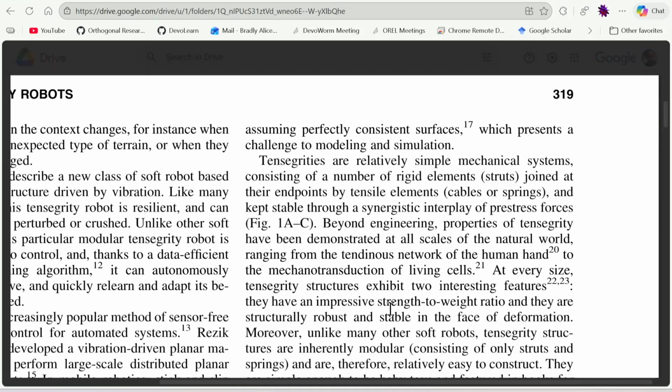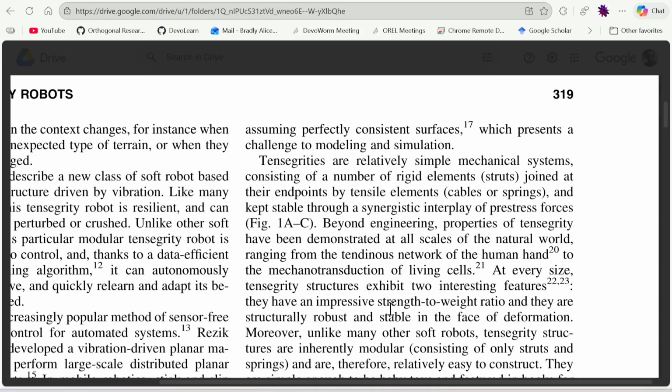So this is where they introduced tensegrities. Tensegrities are relatively simple mechanical systems consisting of a number of rigid elements, which they call struts, joined at their endpoints by tensile elements, which are these cables or springs, and kept stable through the synergistic interplay of pre-stress forces. So they get into this in figure 1. We'll look at that in a minute.